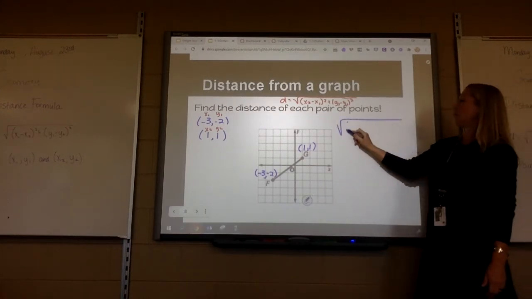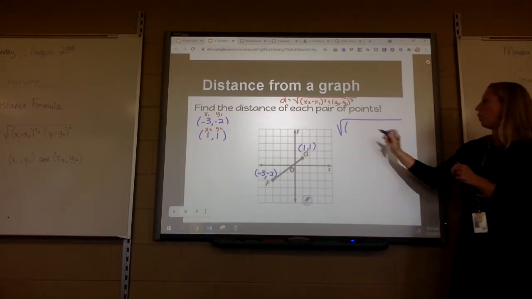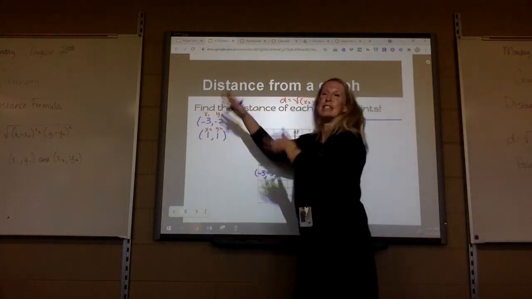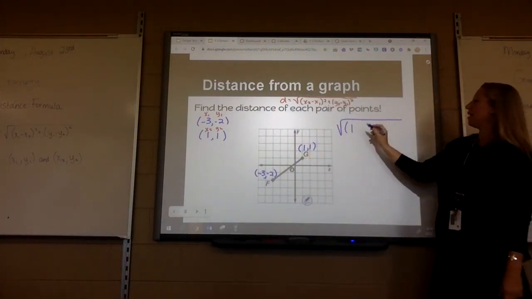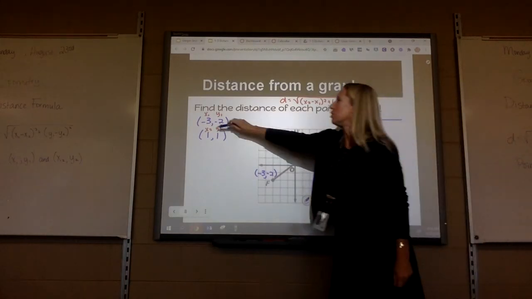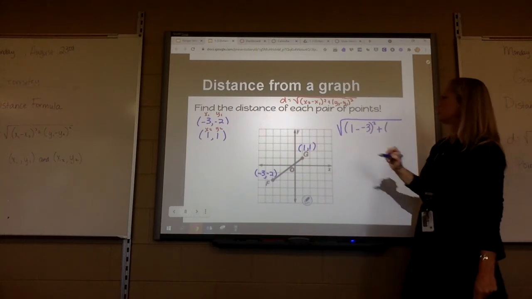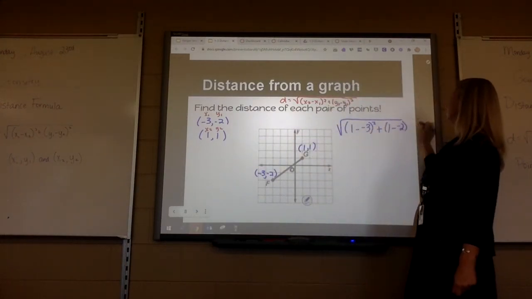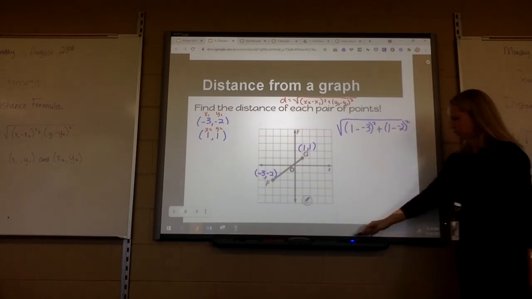So what do I have labeled as x2? 1. And do you guys know that it really doesn't matter? It just matters that they're in the same order. Correct, yes. So 1 minus negative 3, close parentheses and square it. Always do the x's together and then the y's together. Plus y2 is 1. 1 minus negative 2, close parentheses and square it.